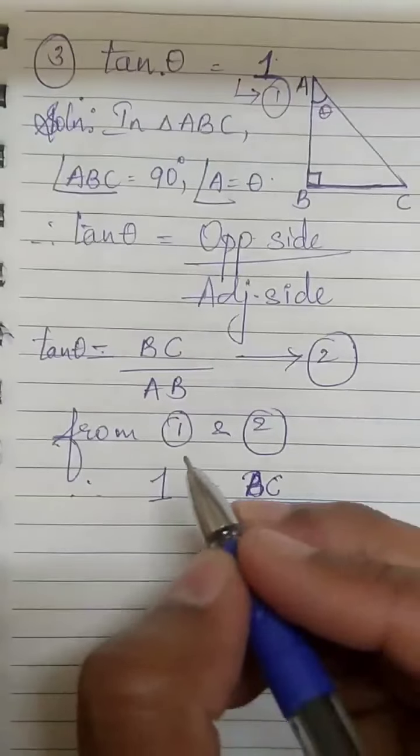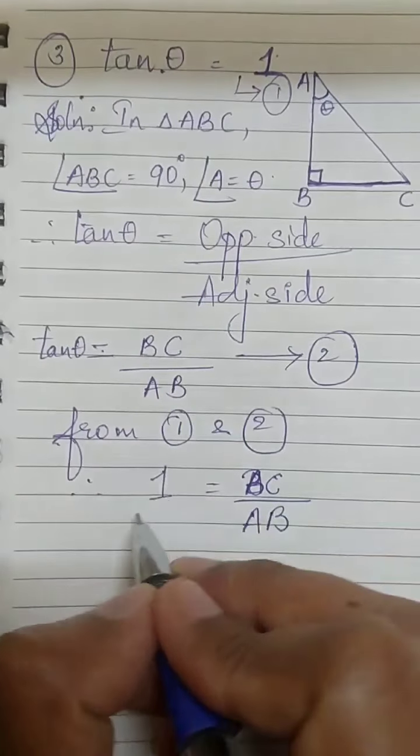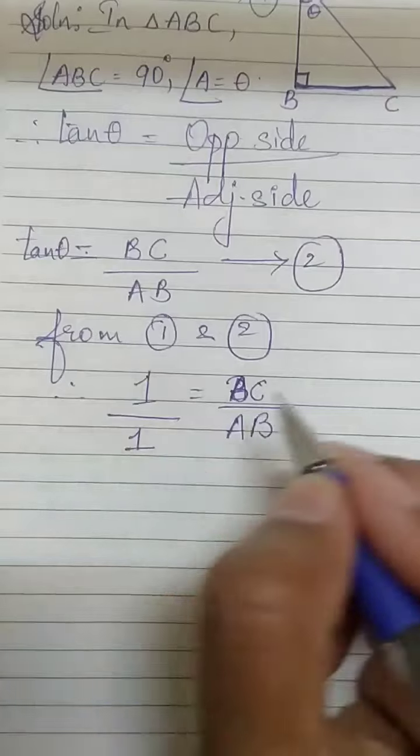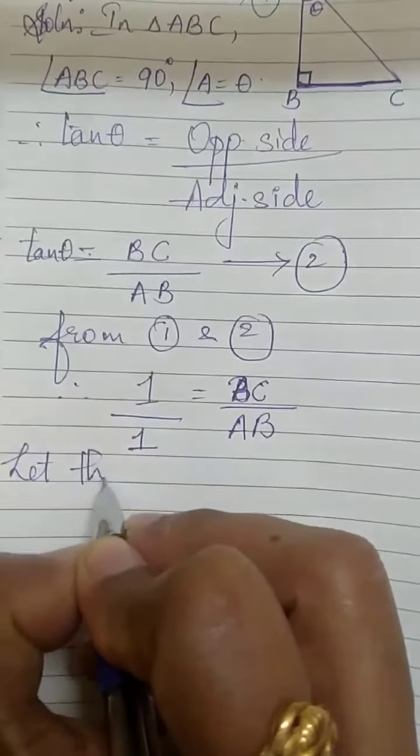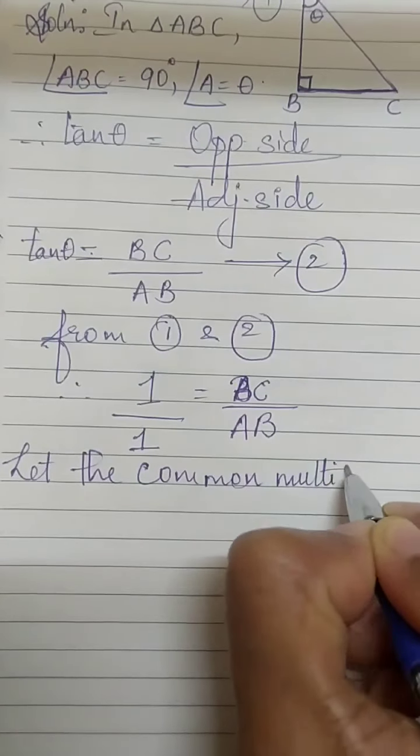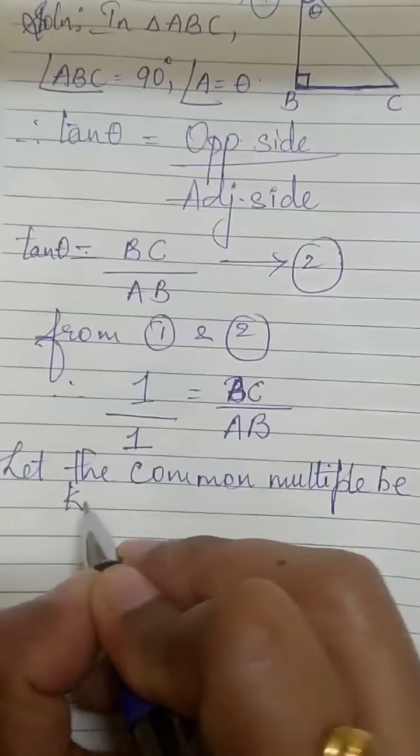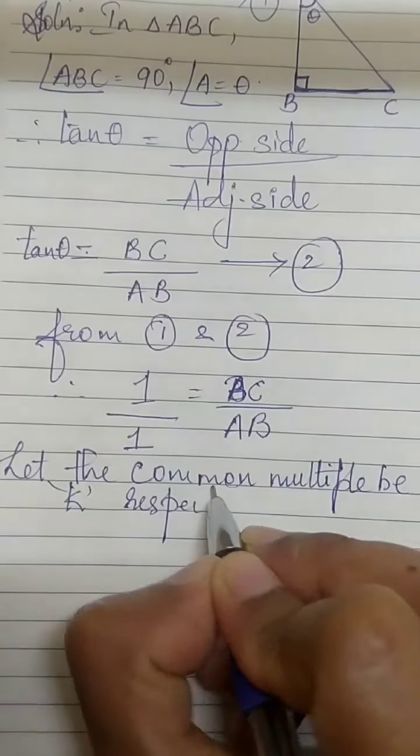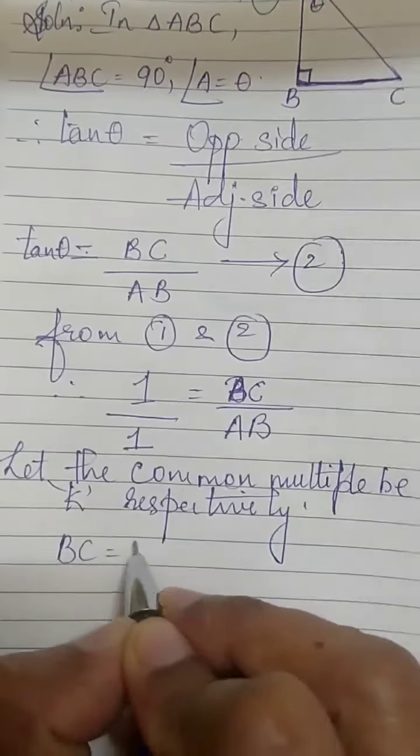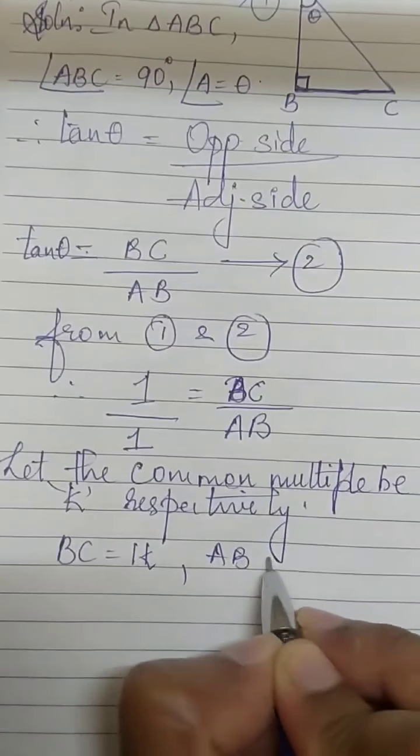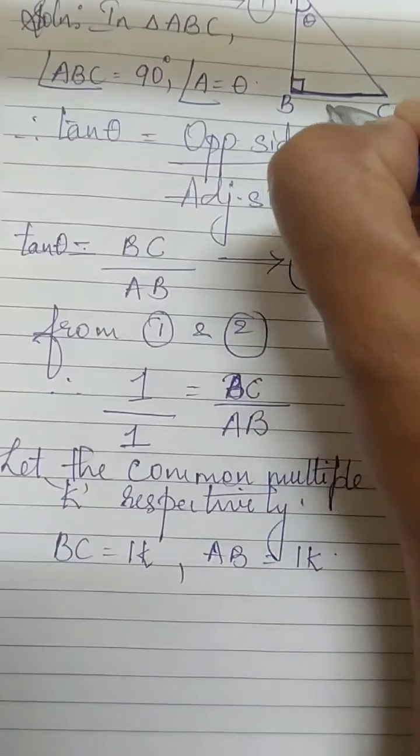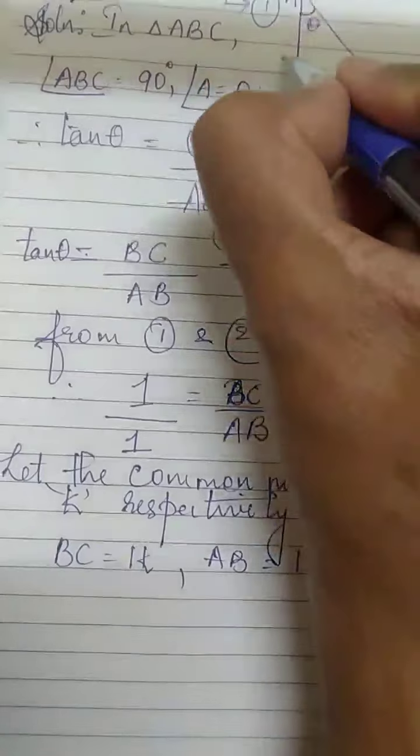But trigonometric ratio, it should be a ratio. So this will be 1 upon nothing means 1. 1 upon 1. So we will apply the ratio technique here. Let the common multiple be k respectively. So BC will be 1k and AB will also be 1k. Put that in the figure. BC also 1k, AB also 1k.